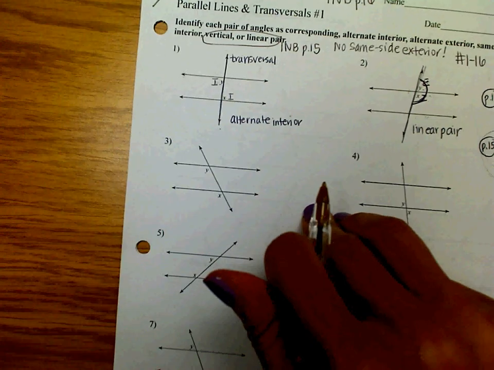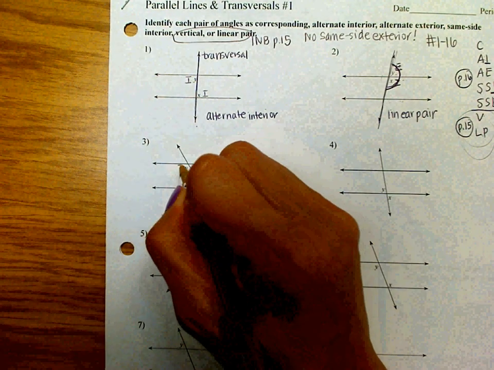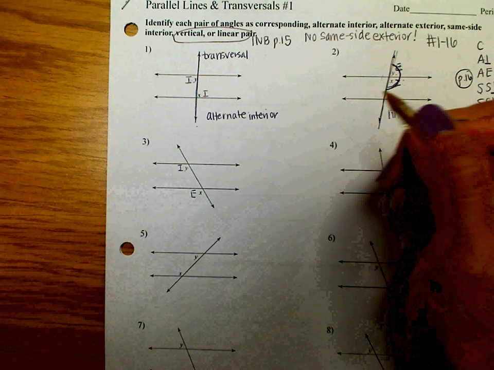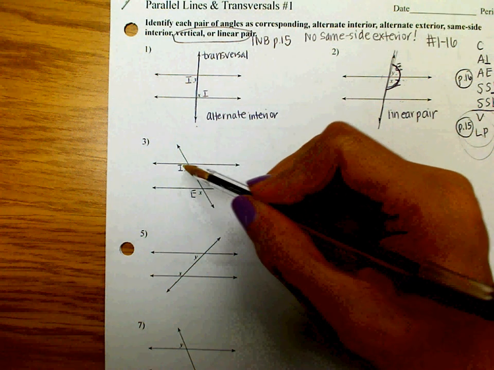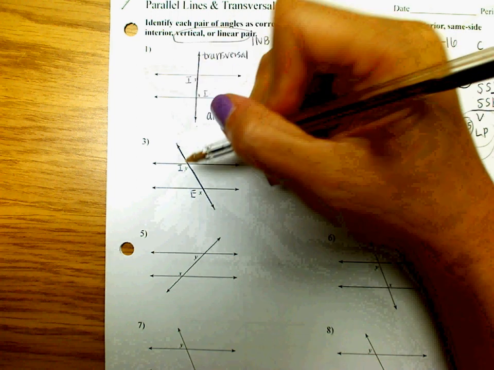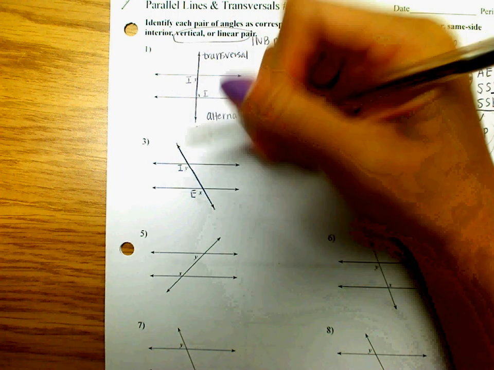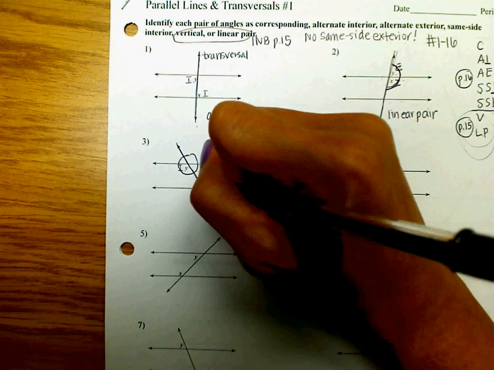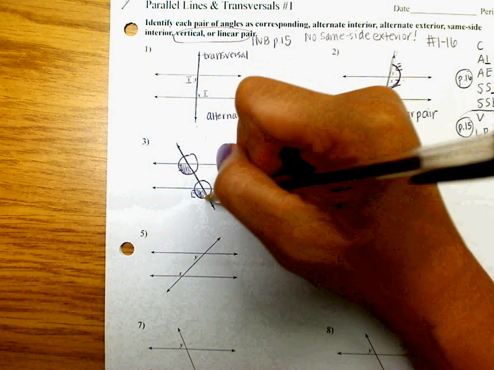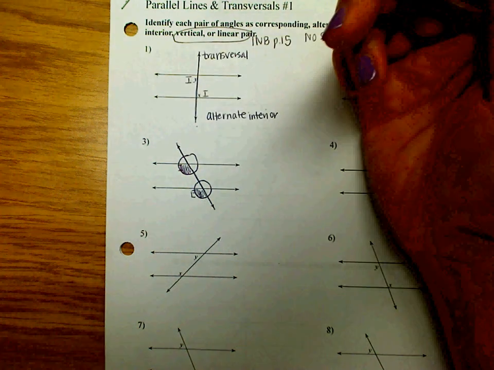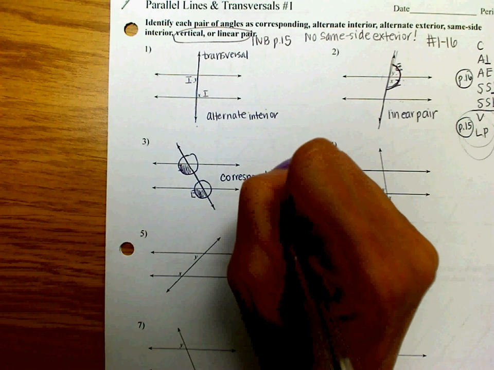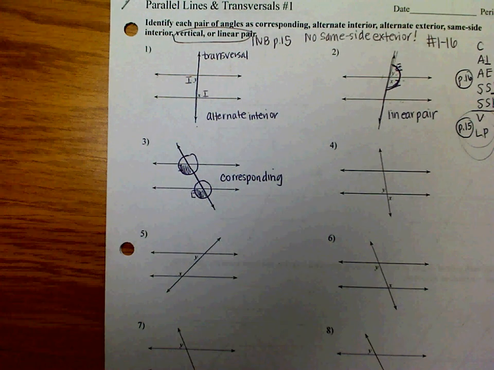Number 3. This is in the interior because it's between the parallel lines. This is on the exterior. Now, this is corresponding because they're on the same side of the transversal. They're at different parallel lines, okay? And this is one where maybe if you draw the circle where they intersect, you see that the y and the x are in the same position, just in a different location. So these are corresponding. They're corresponding angles.